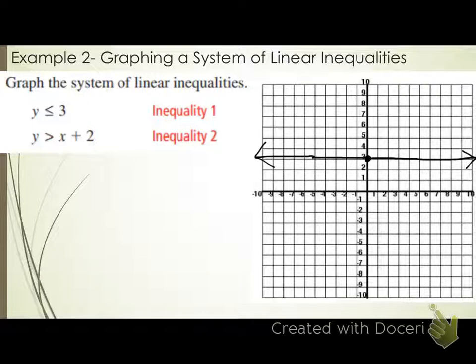Now I'm not going to shade yet. I'm going to wait and do my shading until I have both my boundary lines. Second inequality. What's my y-intercept there? 2. So I put a point at 2 on my y-axis. Y is greater than x plus 2. What's my slope there? 1. 1 over 1. So which 2 directions am I going? You're going to go up 1, right 1.